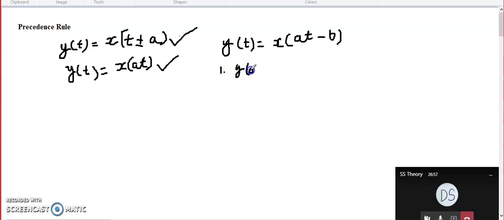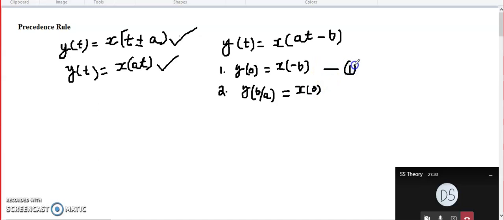It means that y of 0, that is when t is 0, should be equal to x of minus b. First rule is this. And the second condition is that y at t equal to b by a should be equal to x of 0. So these two conditions have to be met. Then the precedence rule can be defined under these two conditions.